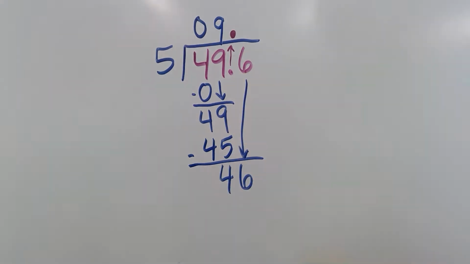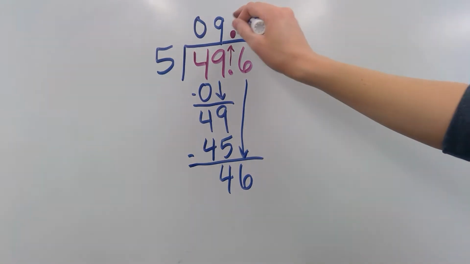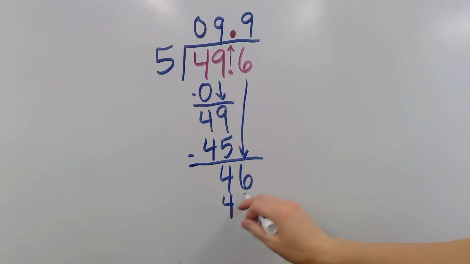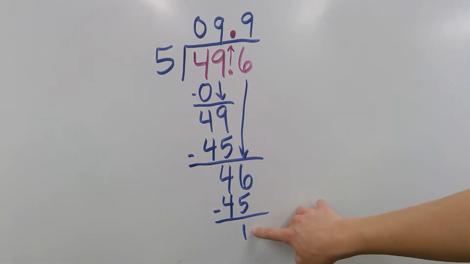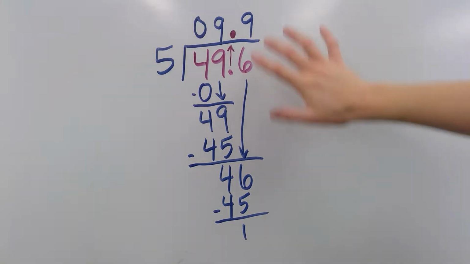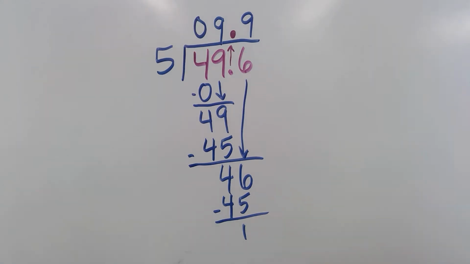Bring down the 6. How many times does 5 go into 46? 9 times. 45. Subtract and I get 1. Now, on this one, when I was doing my division, I end up with a remainder. I know we've talked about before in other problems, if you have a remainder, you can make it a fraction up here, but it doesn't make sense to make this a fraction.